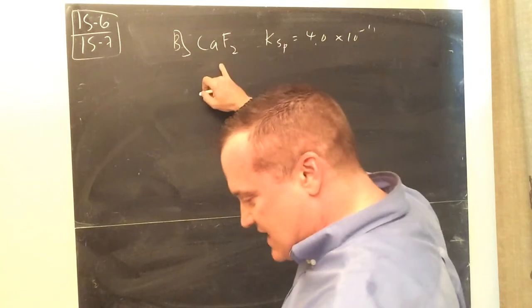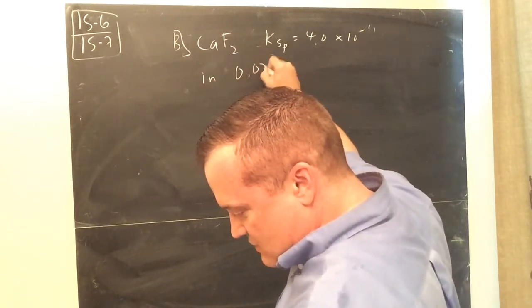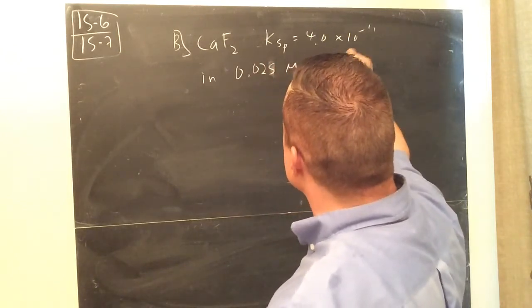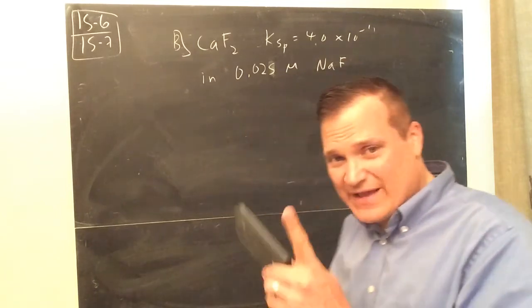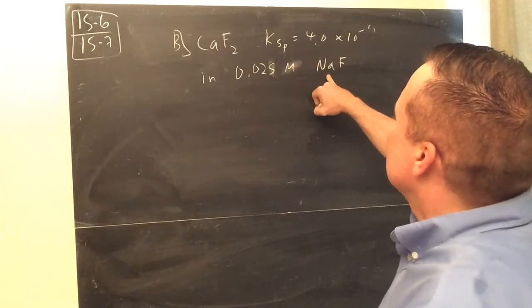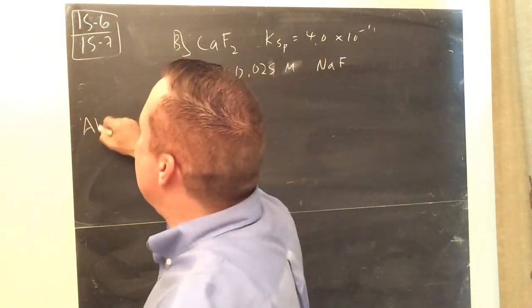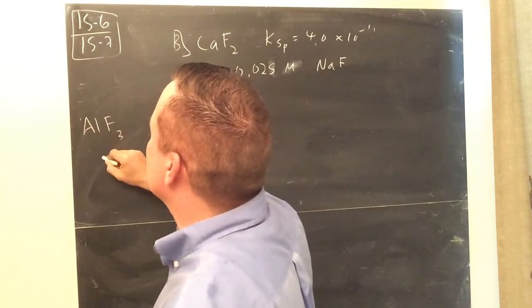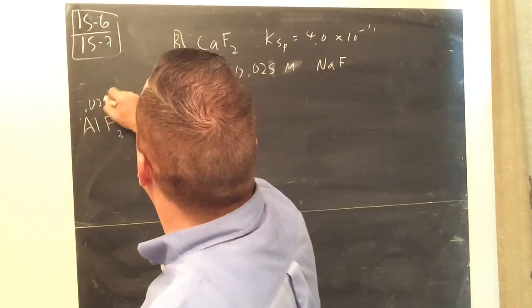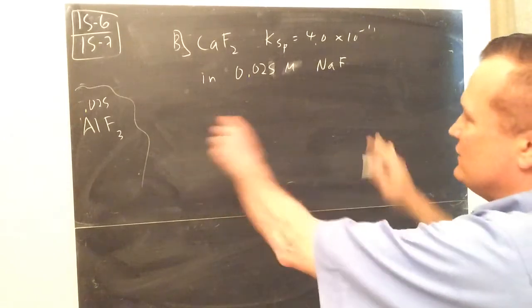What's the solubility of CaF2 in 0.025 molar NaF solution? There's one thing I forgot to say on the other one, but I've told you in the past. NaF, okay, it's easy if it's NaF. If it had been AlF3 solution, then it would be a little bit different. If you had 0.025 AlF3, think about that. I'll get to that in a minute. But we're not going to do that. We're going to do this one. Okay.